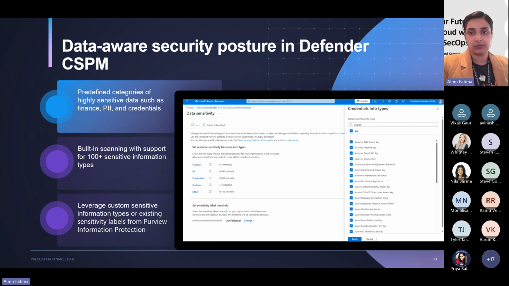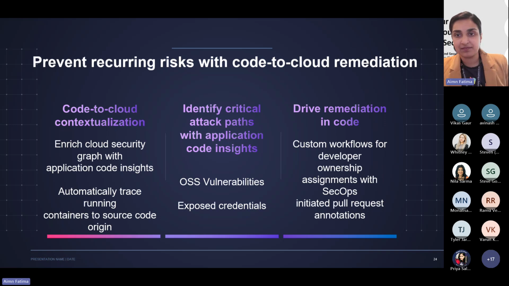Finally, Defender CSPM can also leverage custom sensitivity labels. It can import them from Purview Information Protection. This means that you can apply your existing data classification policies within Defender for Cloud, and it helps you maintain consistency over your entire security posture and data estate. I keep saying real estate.